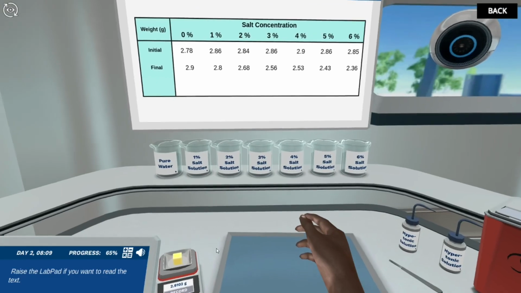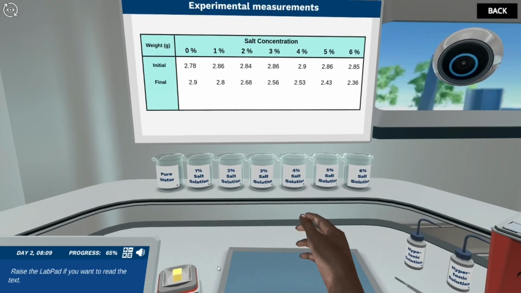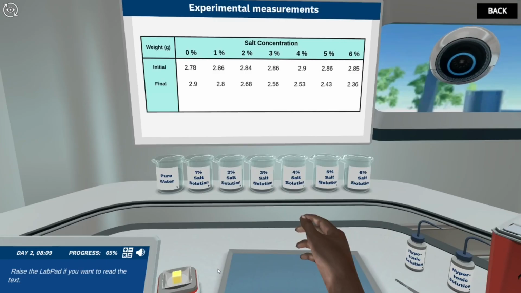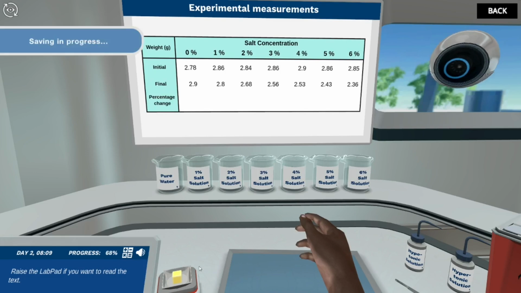You initially hypothesized that the potato would increase in weight when placed in a hypotonic solution. Indeed, it now weighs 2.9 grams compared to 2.78 grams at the start. You were right. This is science. Now let's calculate the percentage change.